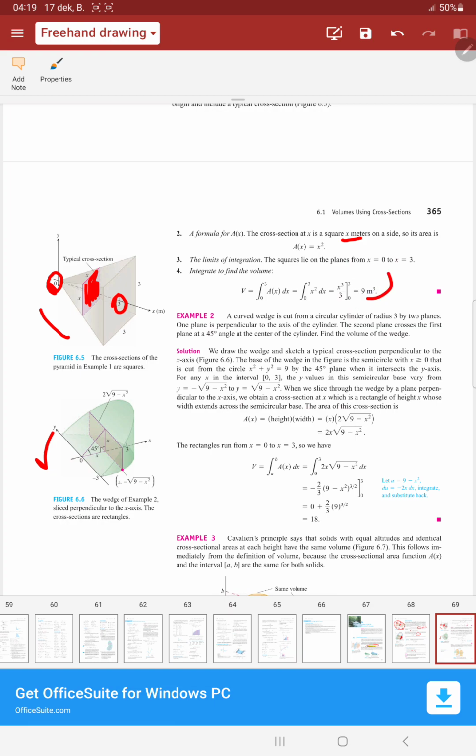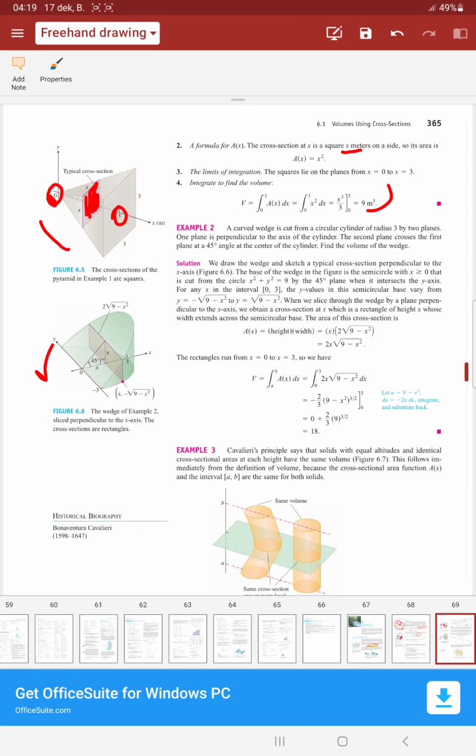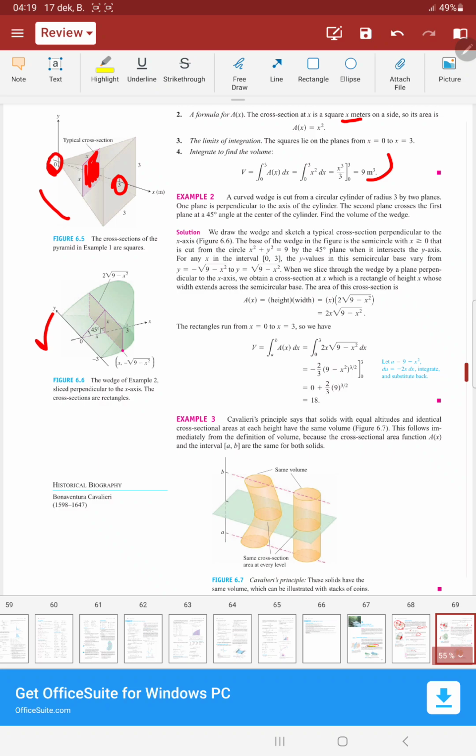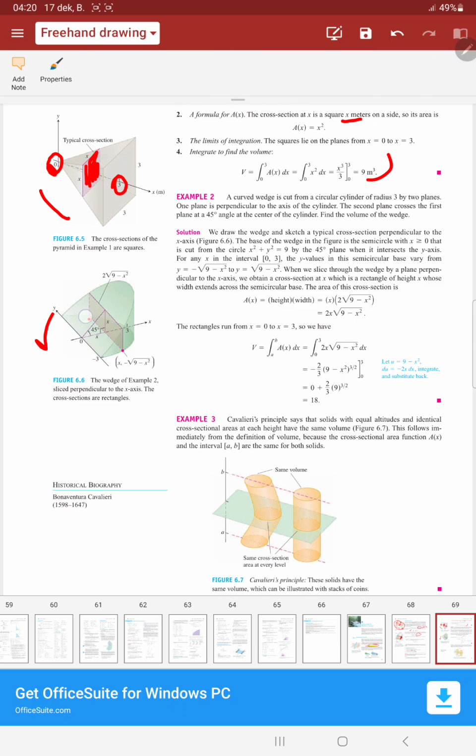So our volume of this figure is 9. Let's see example 2. We have a curved wedge cut from a circular cylinder of radius r equals 3. It means this is r. It means we have here 3. Okay. Because this is a half circle.